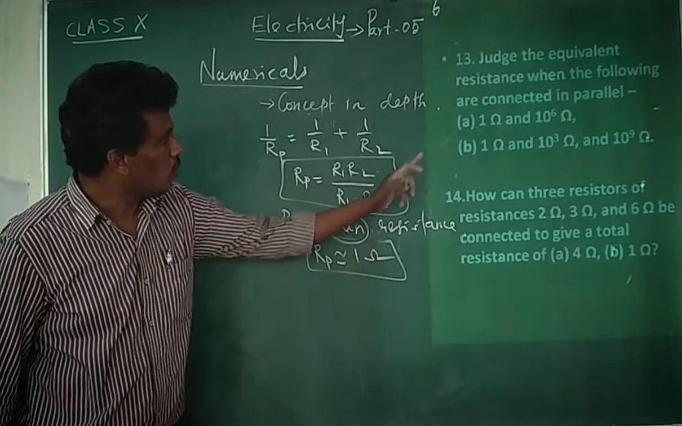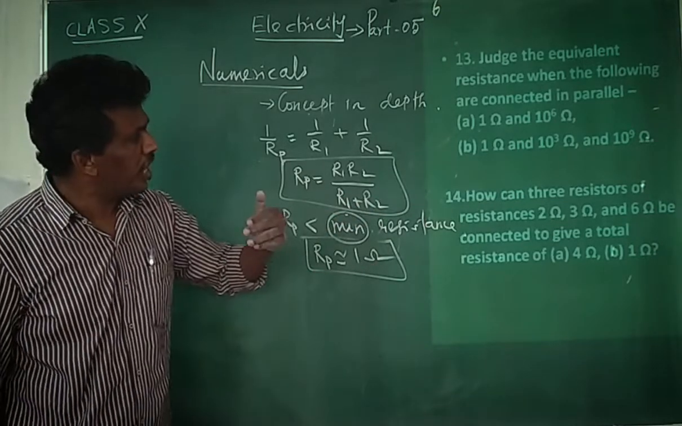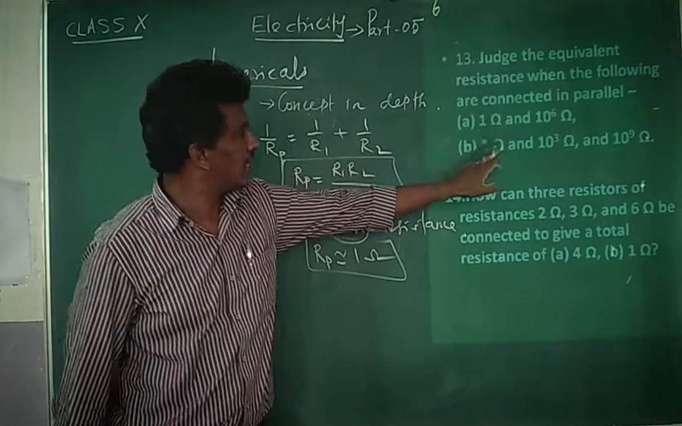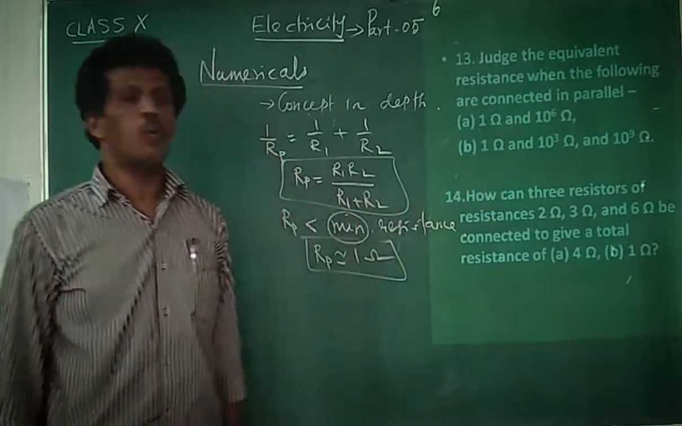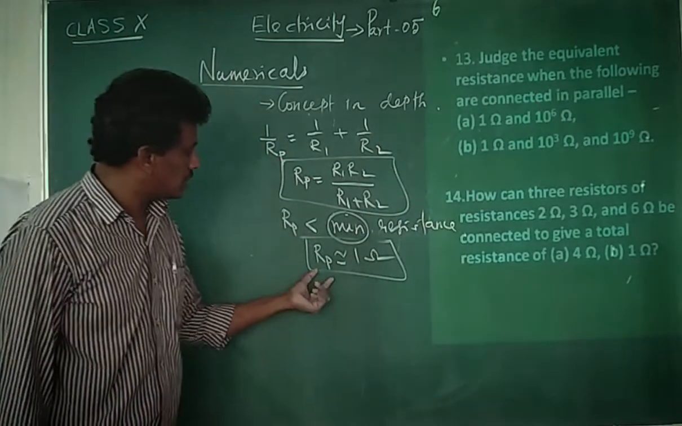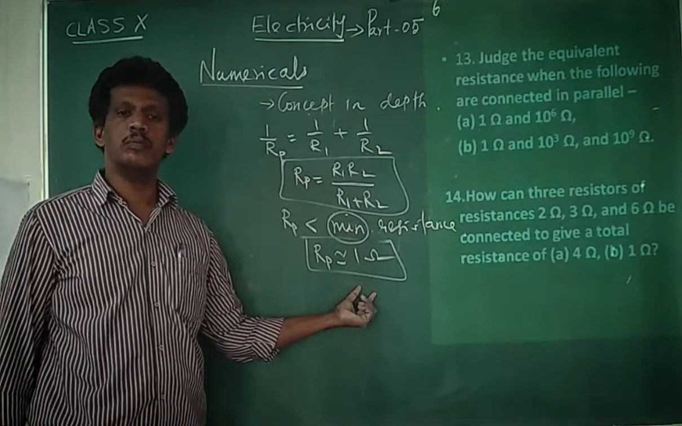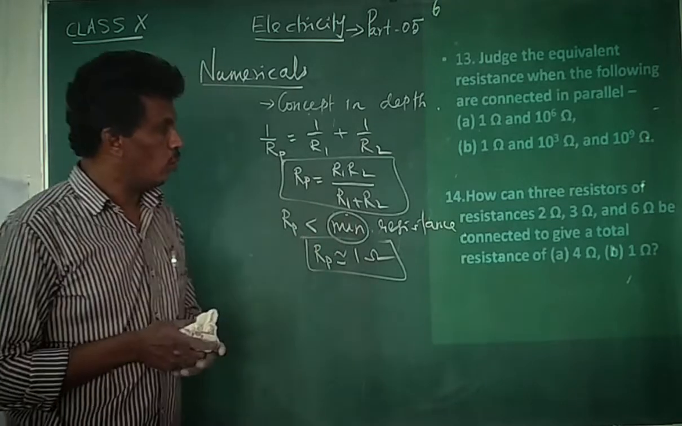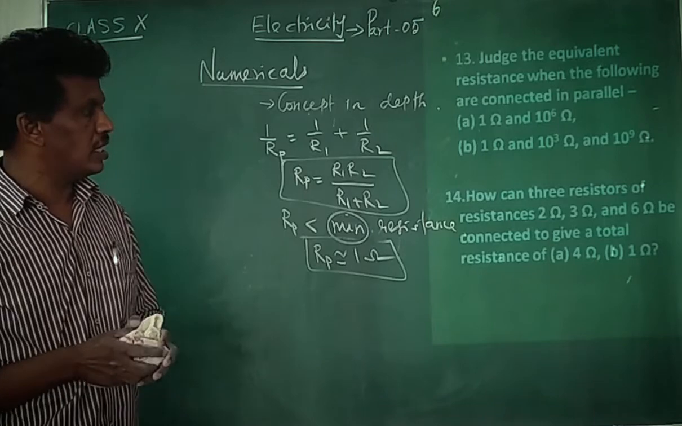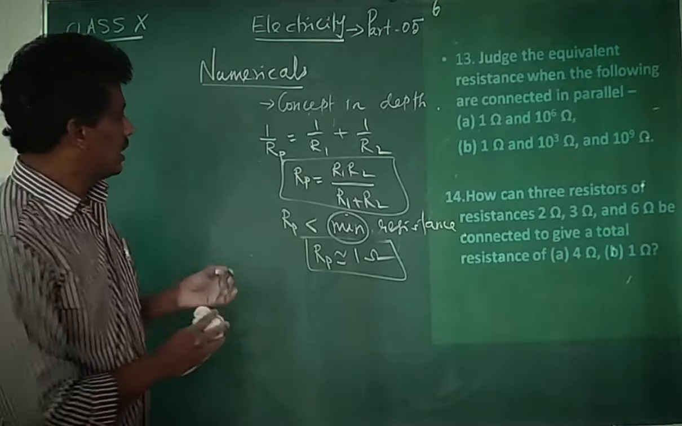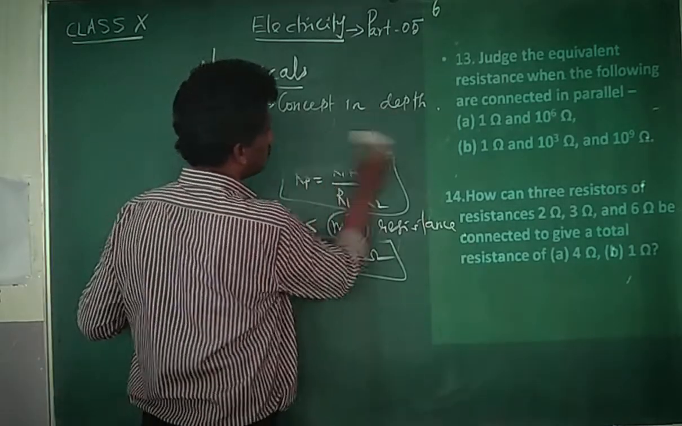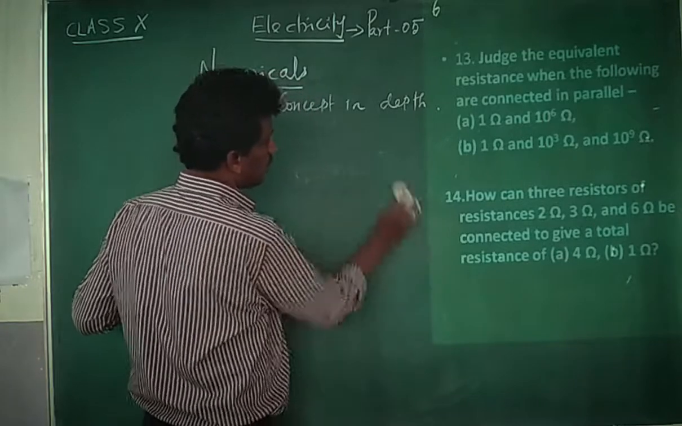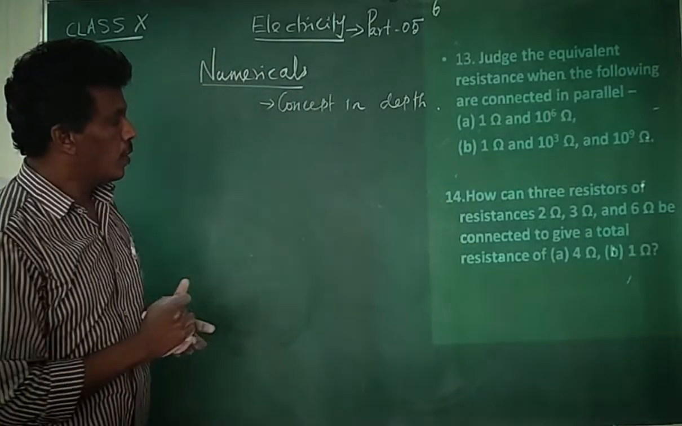So that's the part. What is the second part? You put any number of resistors. Let us see the minimum. Which one? 1 ohm. So the effective resistance will be less than 1 ohm, nearly equal to 1 ohm. I think the concept is very clear to you. Yes. Let us go to the last question of today's video.